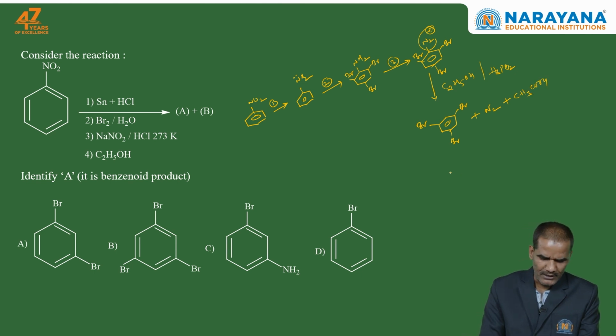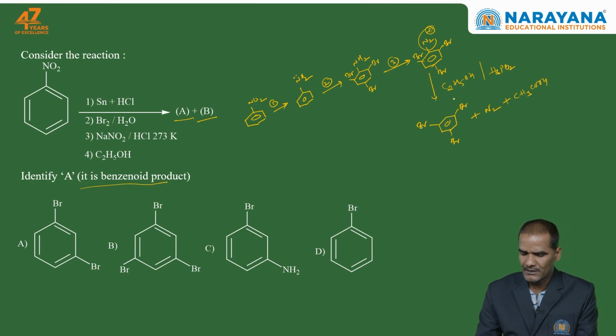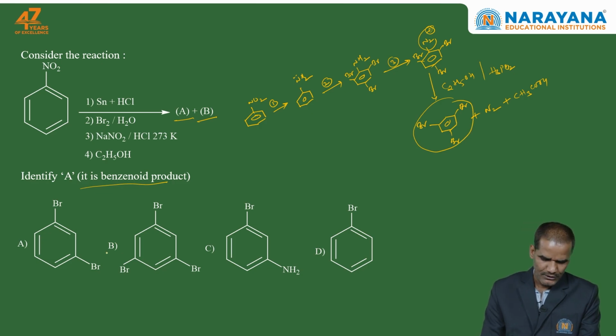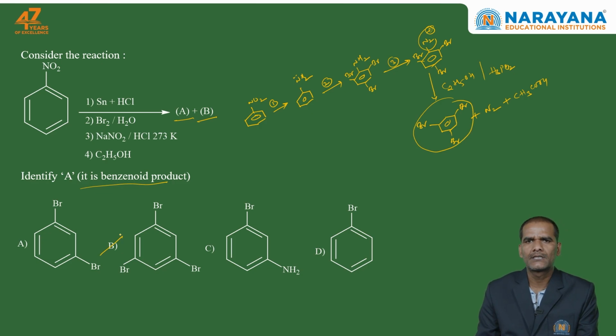In the question they are asking for A and B, and to identify A, that is the benzenoid product. So here the benzenoid product is tribromobenzene only. Hence in the options, it should be the second option, tribromobenzene.